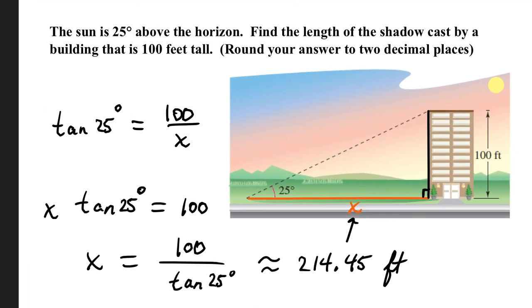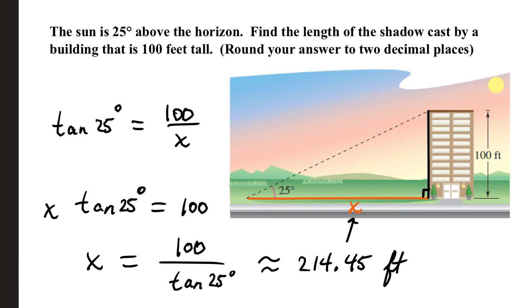The sun is 25 degrees above the horizon. Find the length of the shadow cast by a building that's 100 feet tall. Round your answer to 2 decimal places. Since we're finding the length of the shadow, I highlighted it in class with this little orange segment for the length. The building is 100 feet tall, and the angle of elevation is 25 degrees to the sun. We're asked to find the length of the shadow, so we're looking for this x.